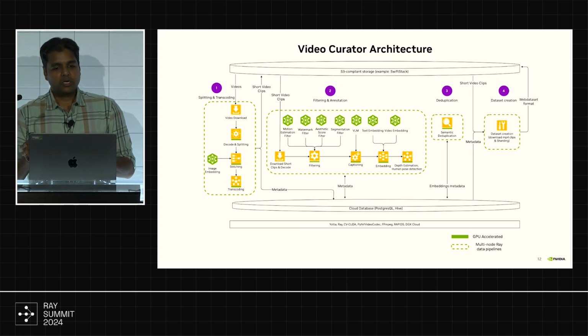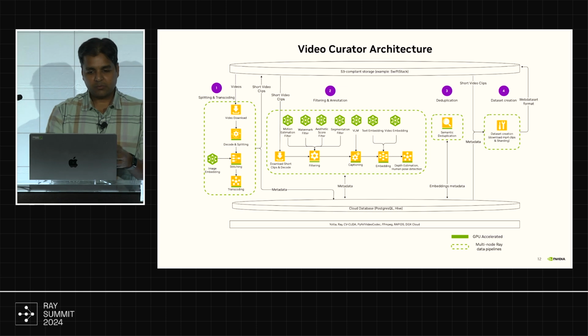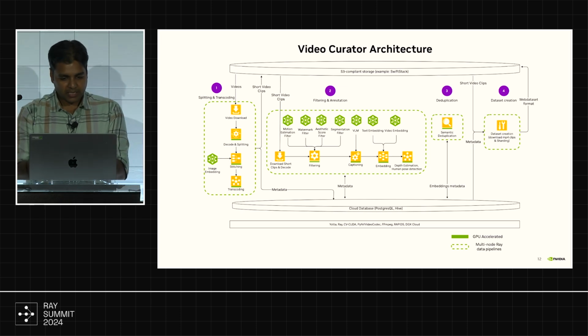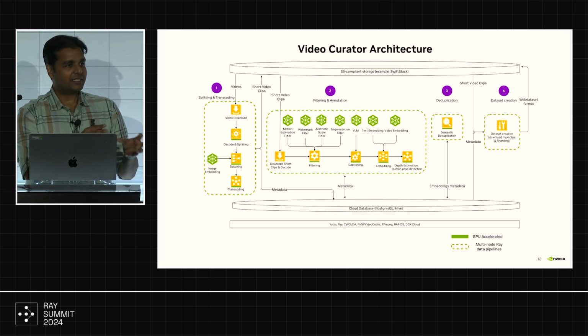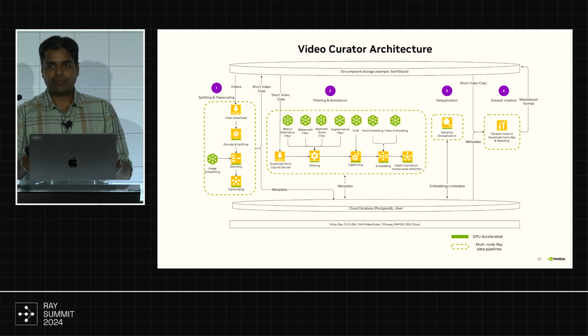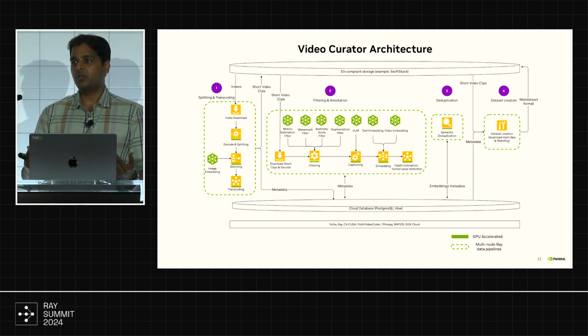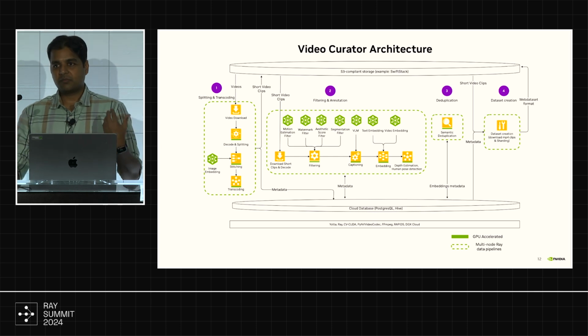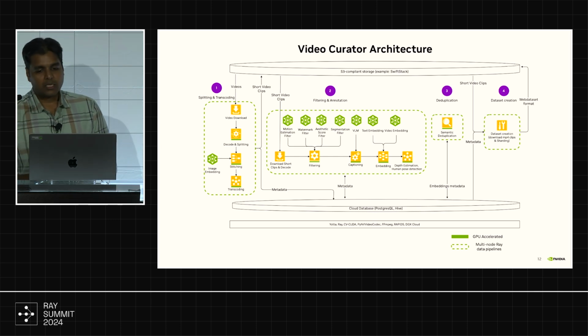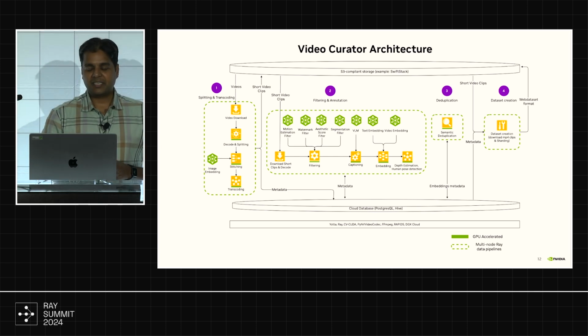Then, what do we do? We found good clips. We run them through a bunch of AI models. You can see these are again 5 Ray stages that these video clips will go through. Each of them is a model. So in this particular example, we are running 7 ML models that the videos will go through as part of the same job. Okay?